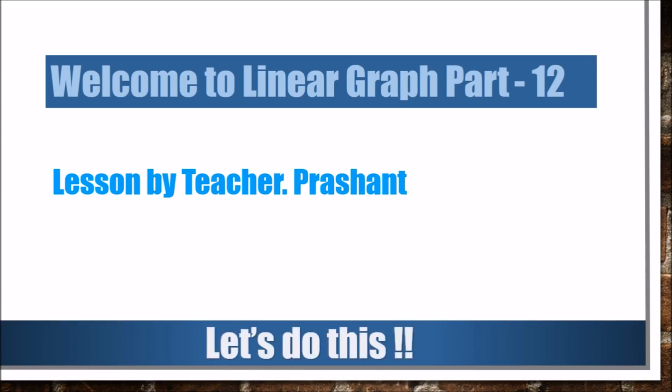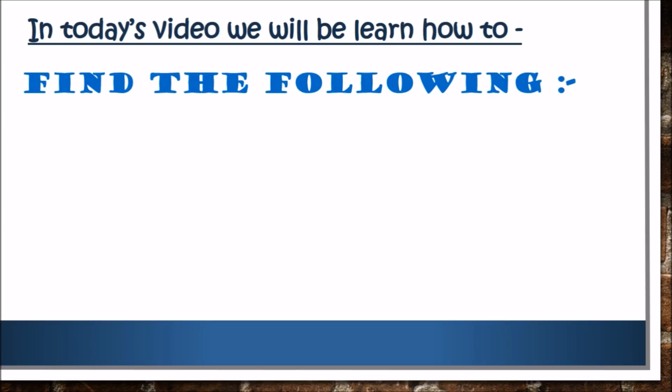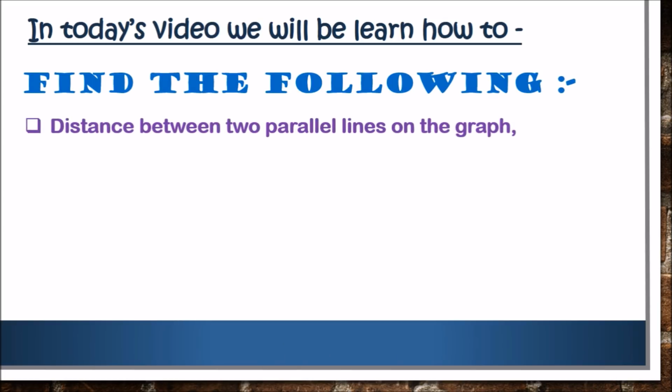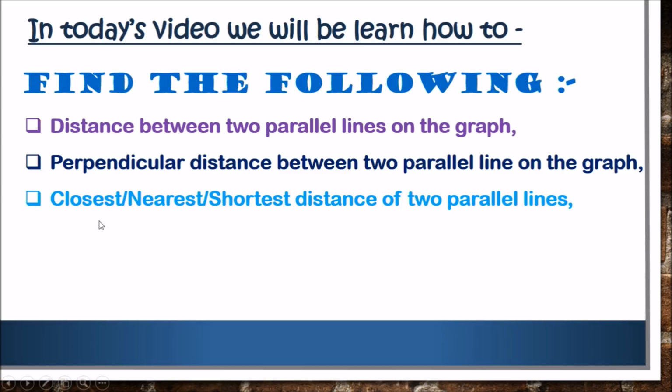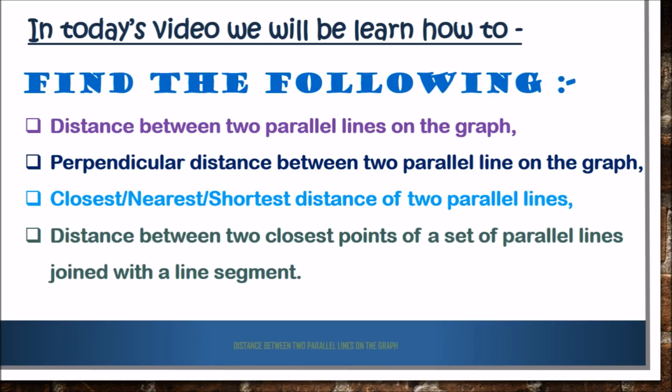I'm back with another video on linear graph, and in today's video we will learn how to find out the distance between two parallel lines on a graph, and by that we mean the perpendicular distance between two parallel lines on a graph, which means the closest, nearest or the shortest distance of two parallel lines, which we can also say is the distance between two closest points of a set of parallel lines joined with help of a line segment. So the bottom line is we will be learning how to find out the closest distance between two parallel lines on a graph, just to make it simple.